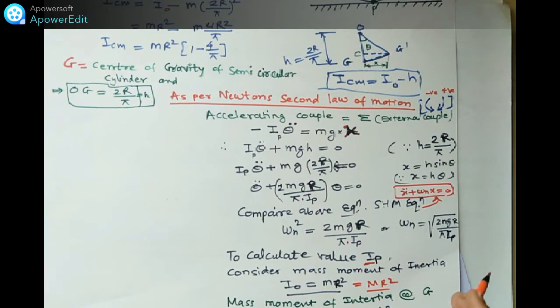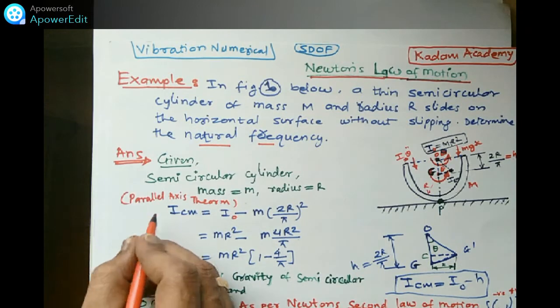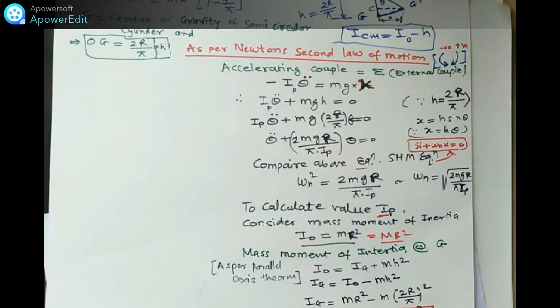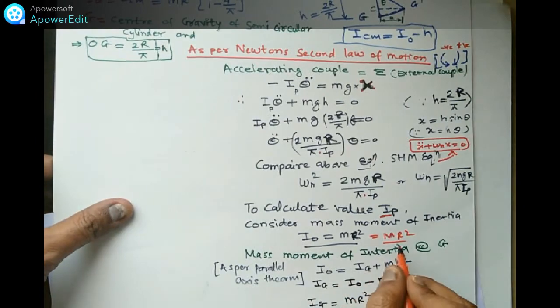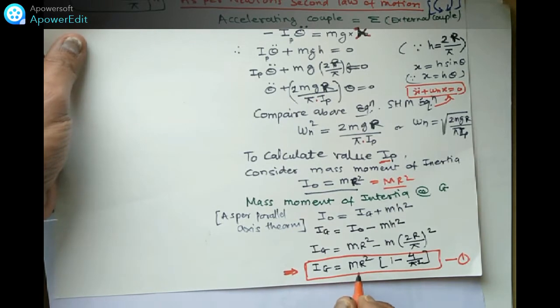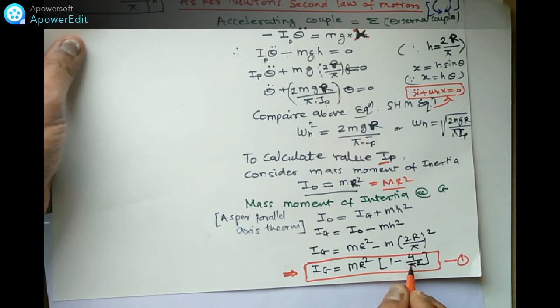Ig is nothing but the ICM, and we have already written the formula here. The ICM is nothing but your Ig, meaning at point G, the mass moment of inertia. So this Ig is equal to Io minus ms square. The h we know, 2r by pi, square into m, and the value of Io we have already written as mr square. Solving this, the value of Ig we get is mr square, bracket 1 minus 4 by pi square, bracket close. This is equation 1.